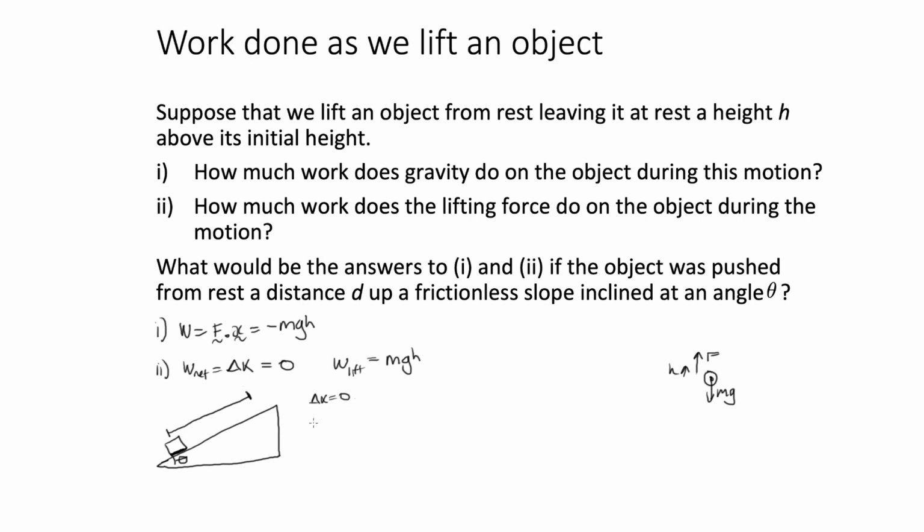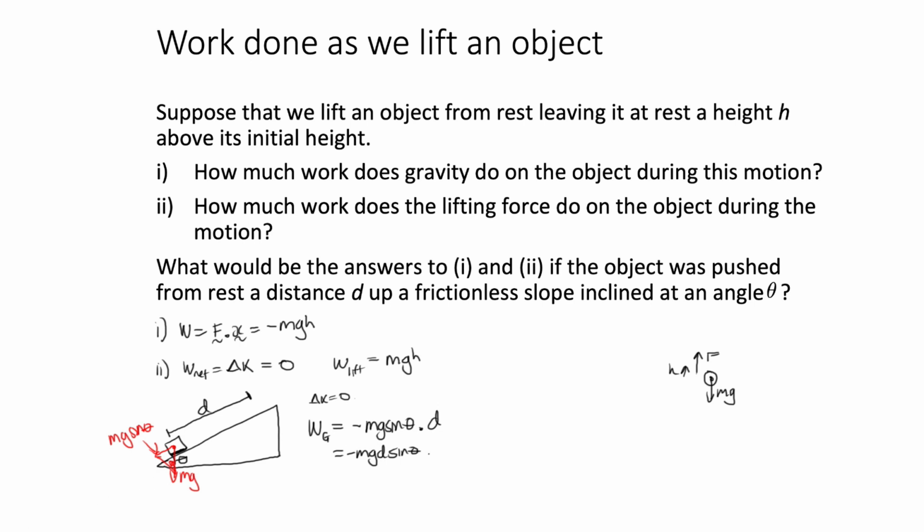Let's work out the work done by the gravitational force. With the gravitational force, we've got mg, and down the slope that is given by mg sine theta, because this is the angle theta in here. So we can say that along the slope, the work done by the gravitational force is equal to minus mg sine theta, and then that's times this distance that it moves along the slope. So this is equal to minus mgd sine theta.